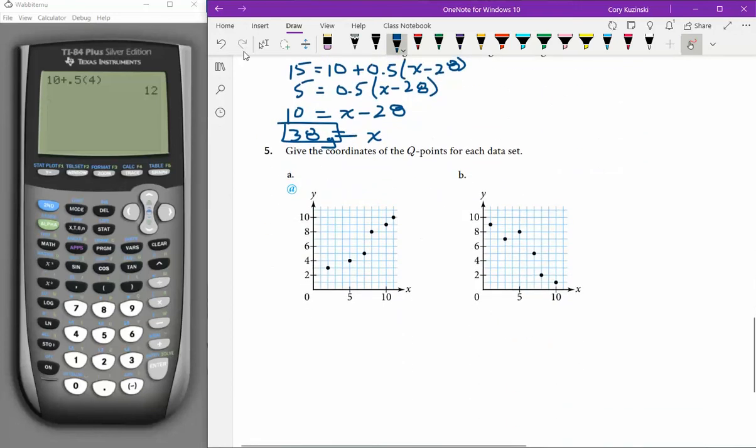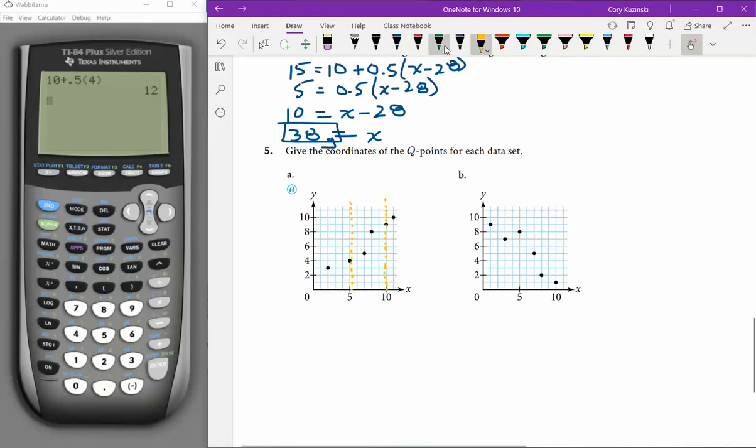Give the coordinates, the Q points for each data set. Okay, so from left to right, we got 1, 2, 3, 4, 5, 6 numbers. So the third number from left to right is going to be Q1. That's at 5. And the third number of the second half of the data right here is going to be Q3.